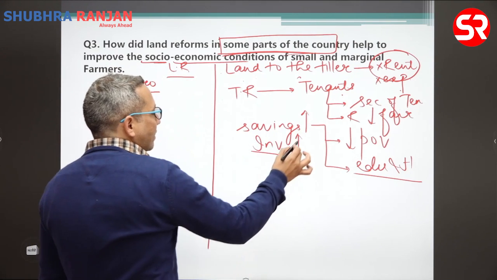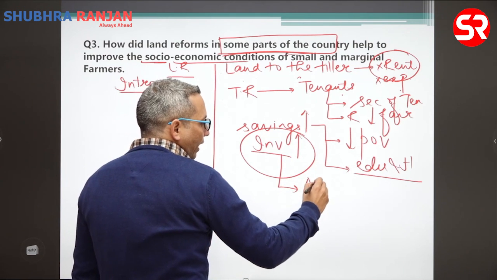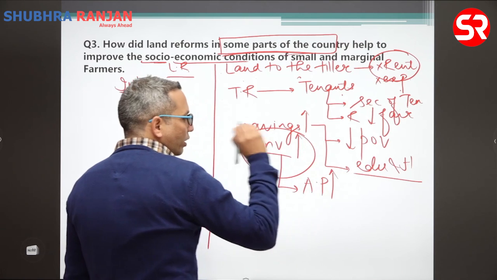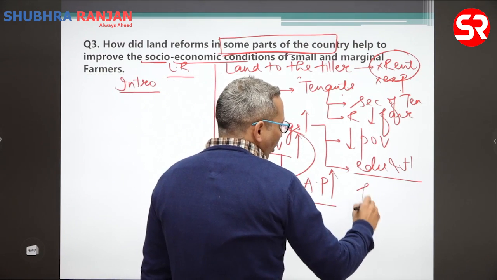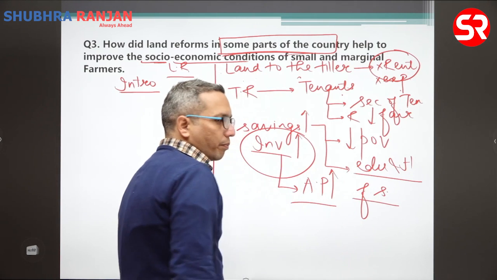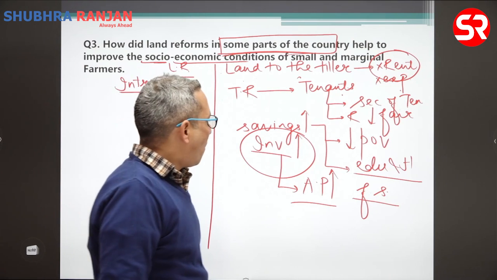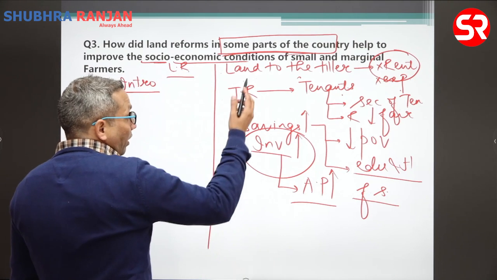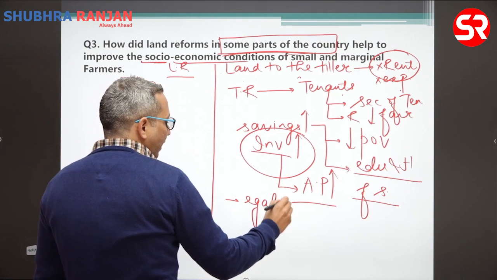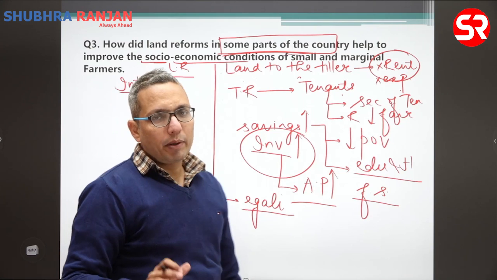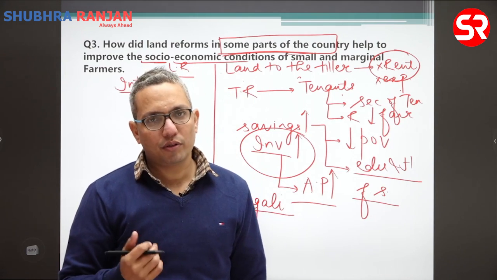Then, as investment in agriculture increased, agriculture production also increased. As agriculture production increased, it brought food security to most of the people in rural areas, especially small and marginal farmers. Then, land reforms made the whole rural society more egalitarian. More equality came in rural society. The societal status of small and marginal farmers improved.